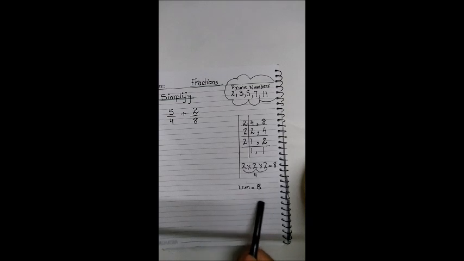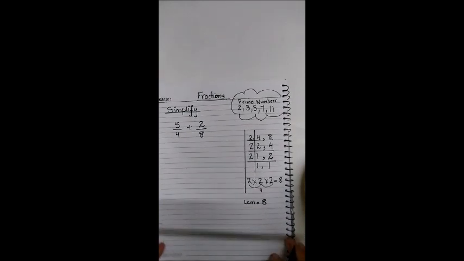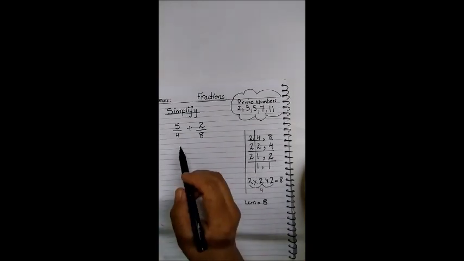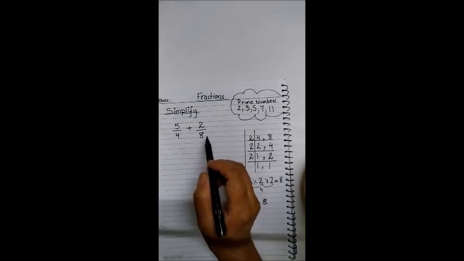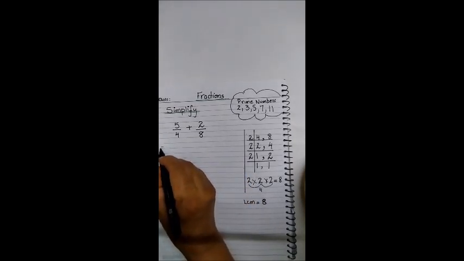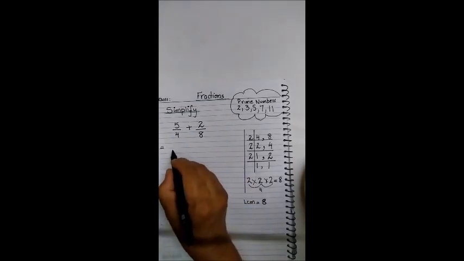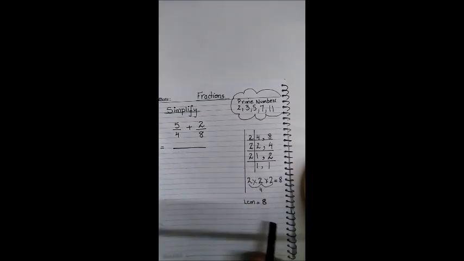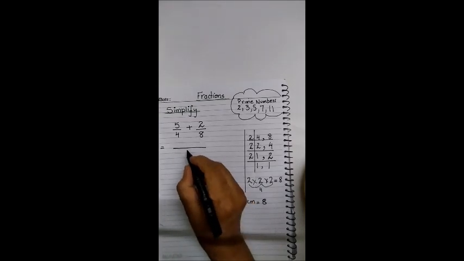Now, when you found your LCM, where will you apply this LCM? Let's now move to the question. The question says 5 upon 4 plus 2 upon 8. We will put an equal sign. We will draw a line. And this LCM that you have got will come over here under this line.